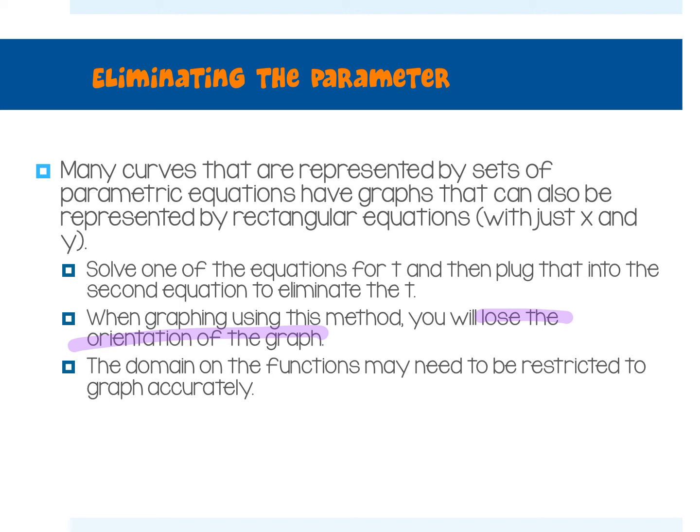So if you think about our domain restrictions on our original graphs, like our parent functions, we go way back, like we can't square root a negative number. So if you see something like that, you might have to restrict it so that it works.